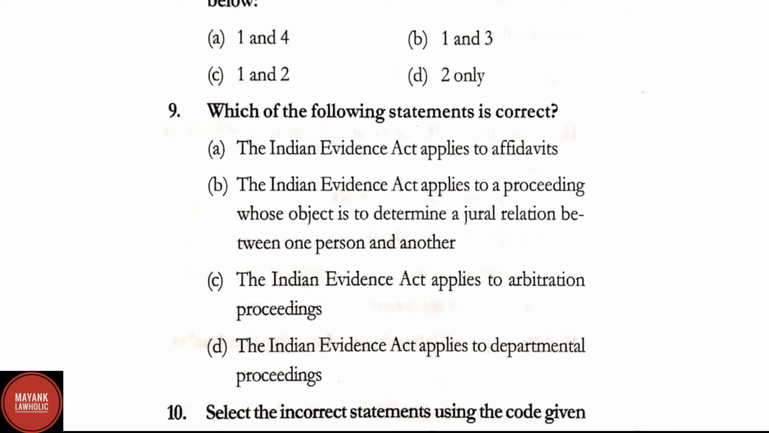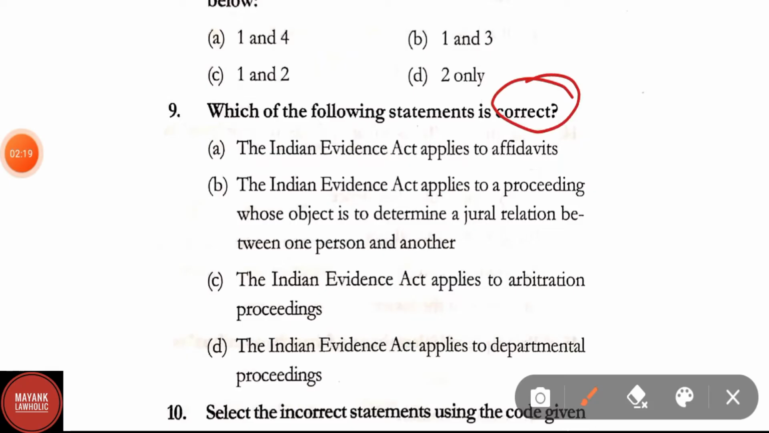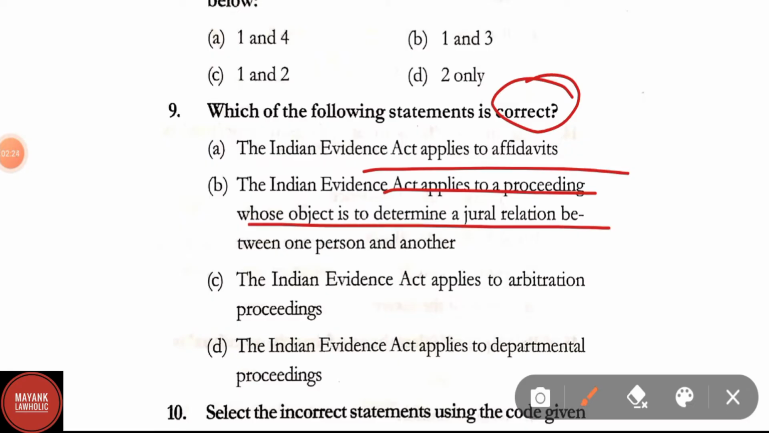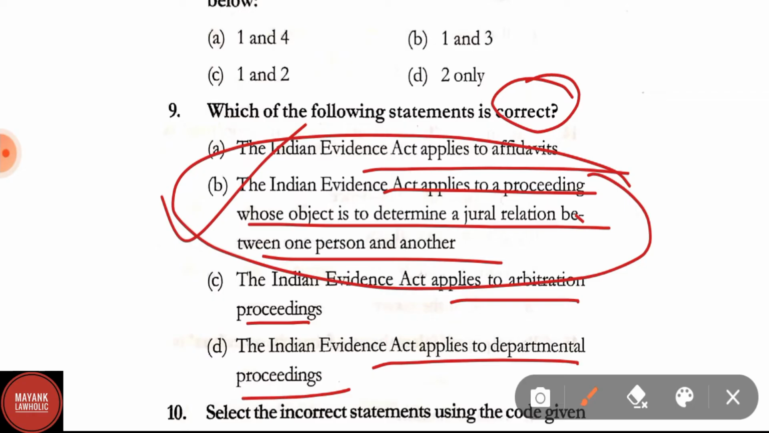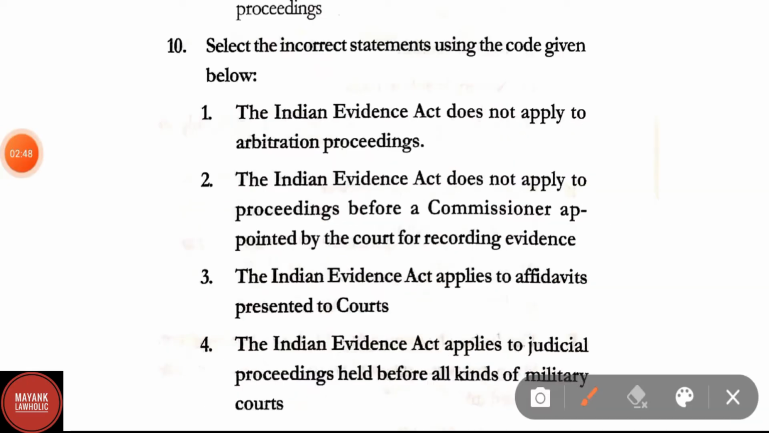Question number 9. Which of the following statement is correct? The Indian Evidence Act applies to affidavits. The Indian Evidence Act applies to a proceedings whose object is to determine a dual relation between one person to another. Indian Evidence Act applies to arbitration proceedings. The Indian Evidence Act applies to departmental proceedings. Here it has been asked which of the following statement is correct. Option B is correct because Indian Evidence Act applies to proceedings whose object is to determine a dual relation between one person and another.